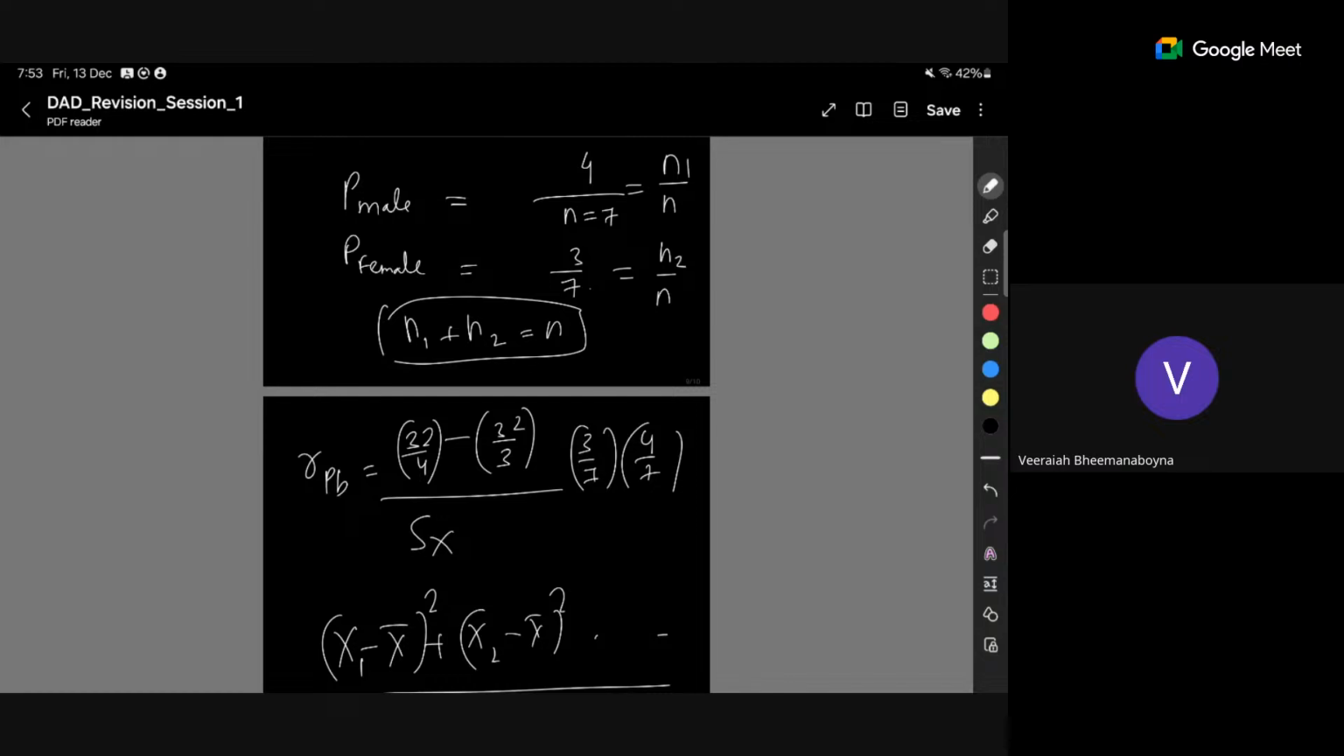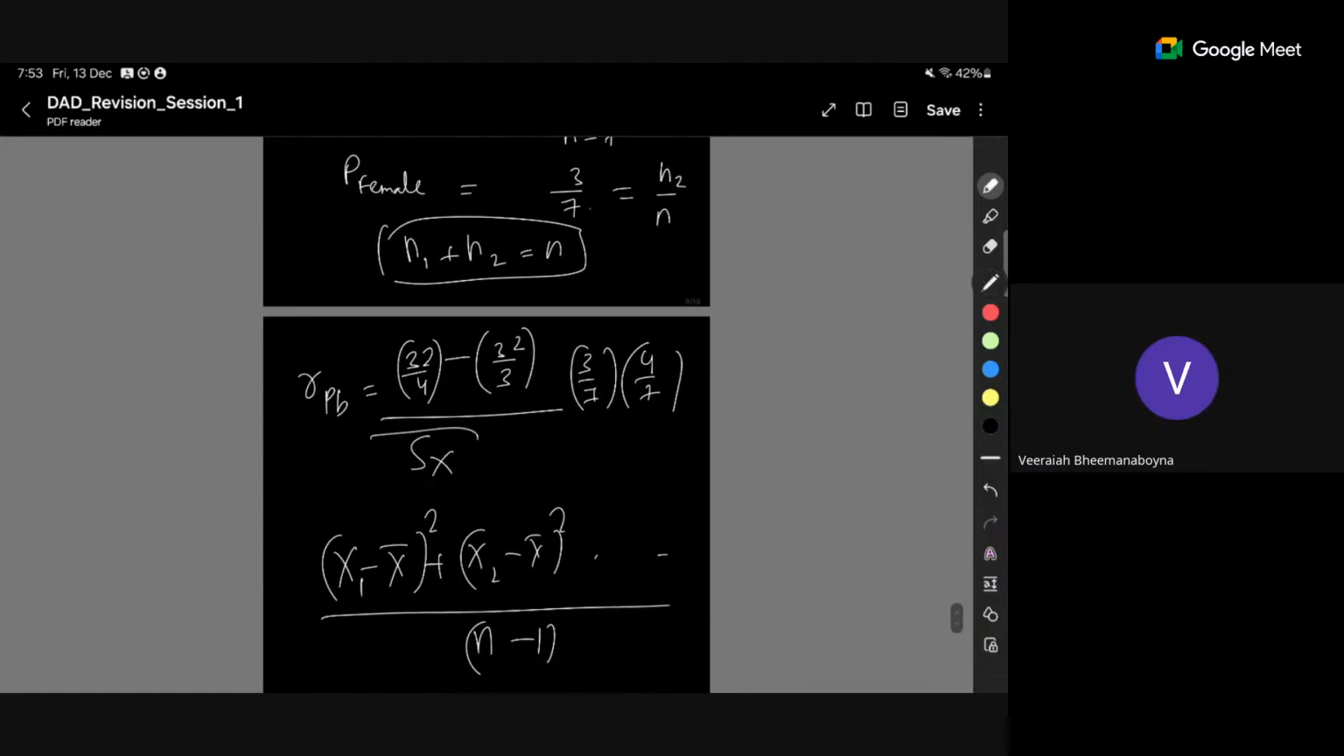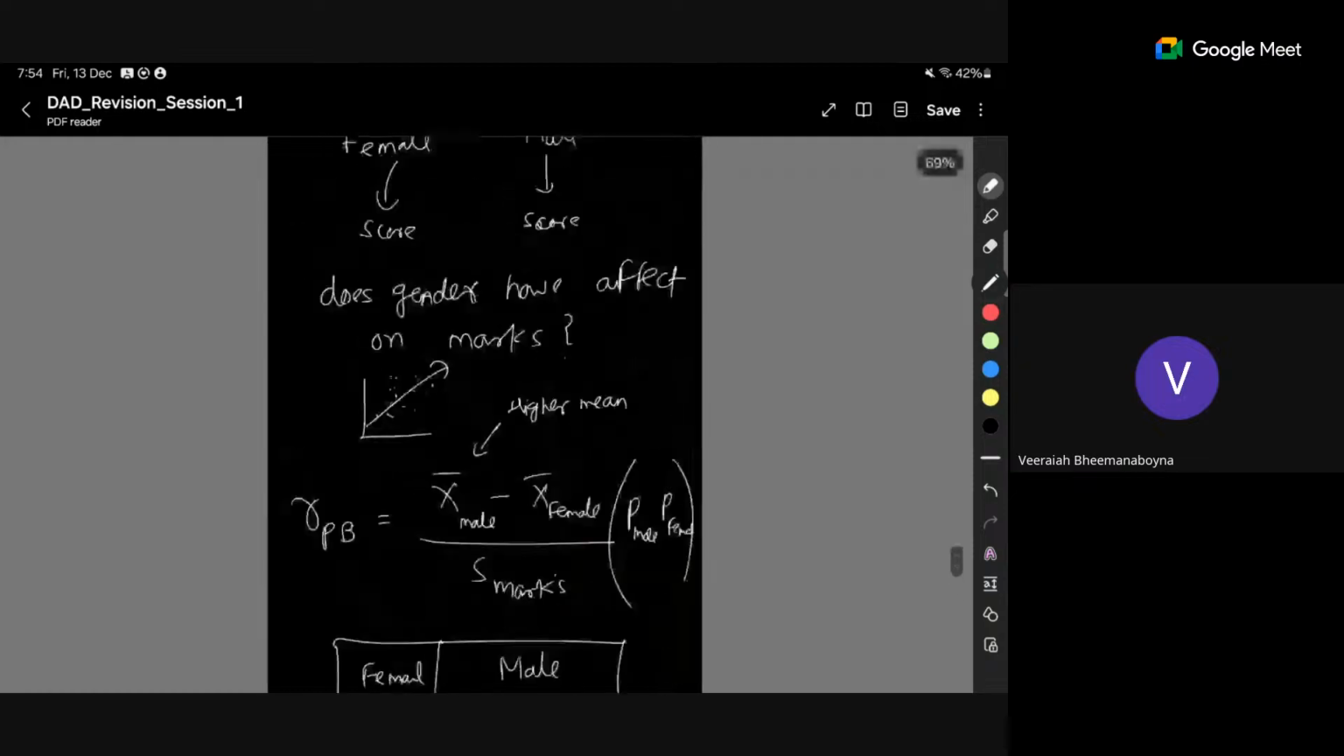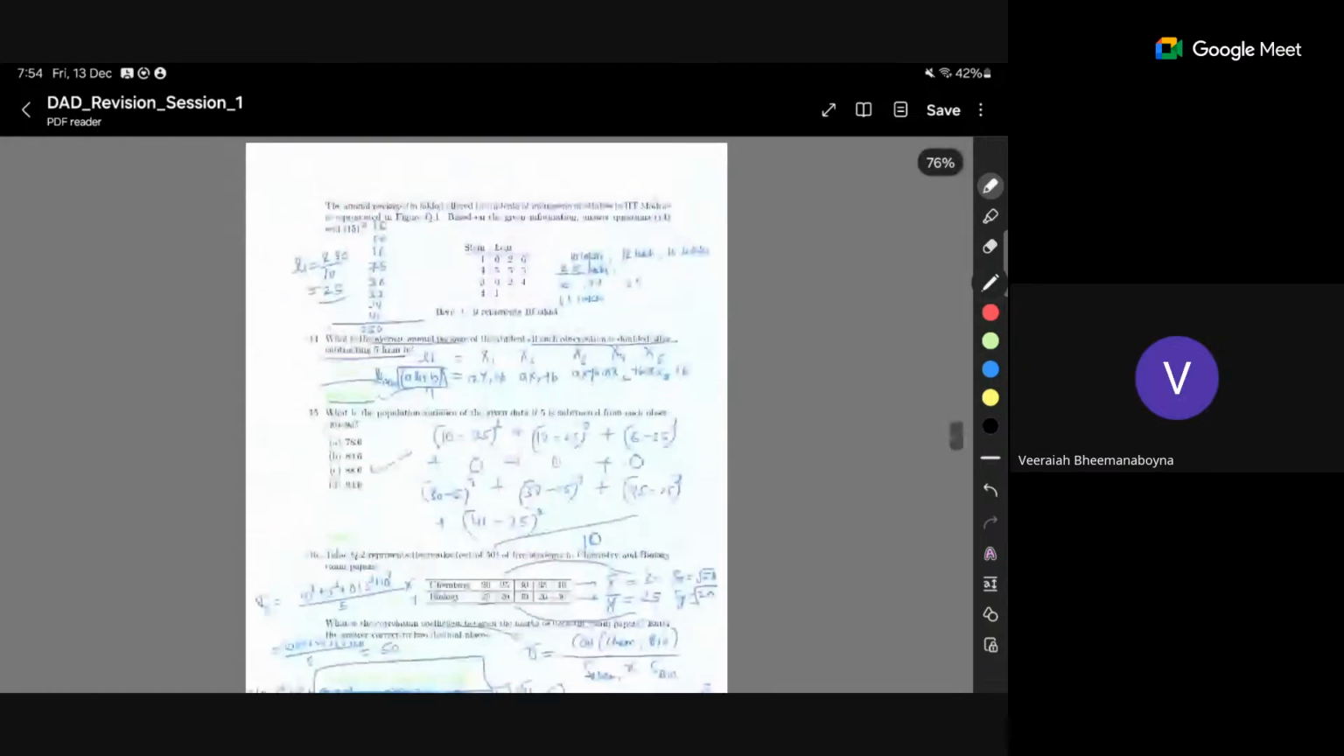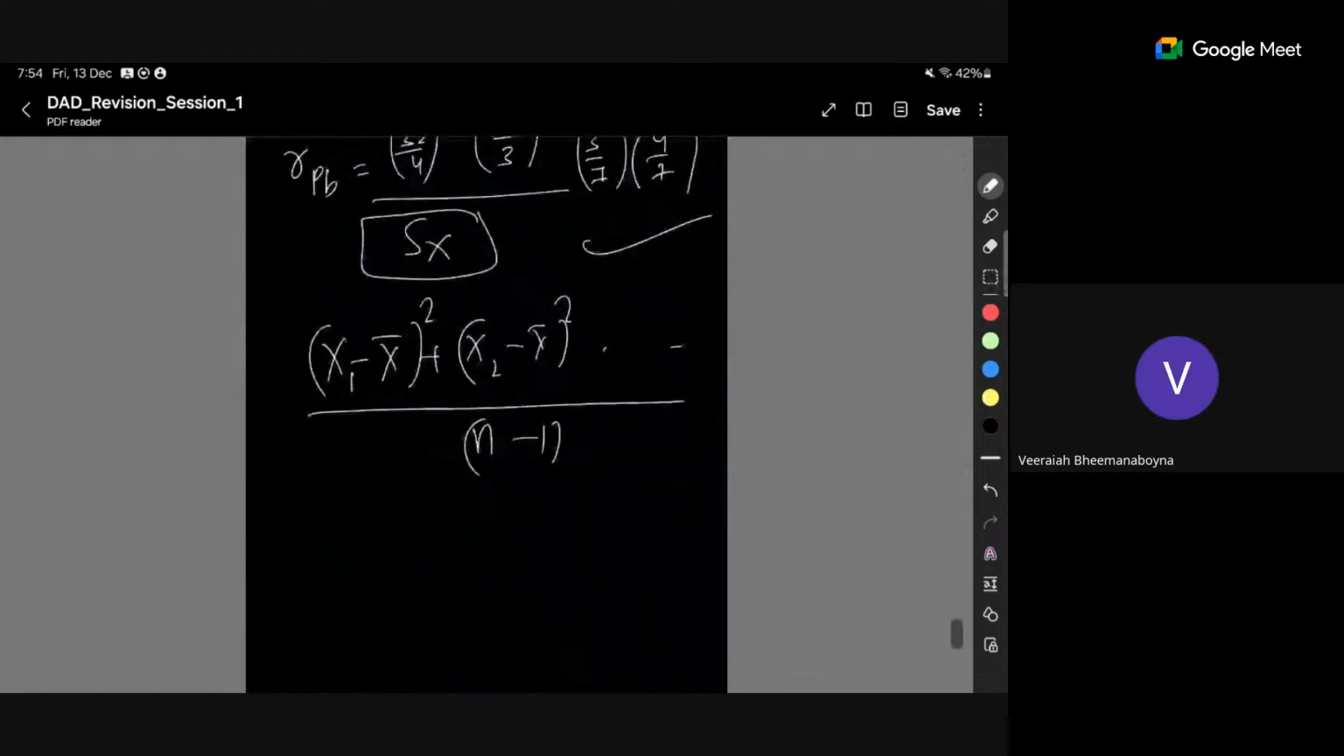If it is mentioned here, no, it's not. So this thing you have to figure out, and you'll get this value. Okay, so this was the last thing. That's all from my side. Is there any doubt?